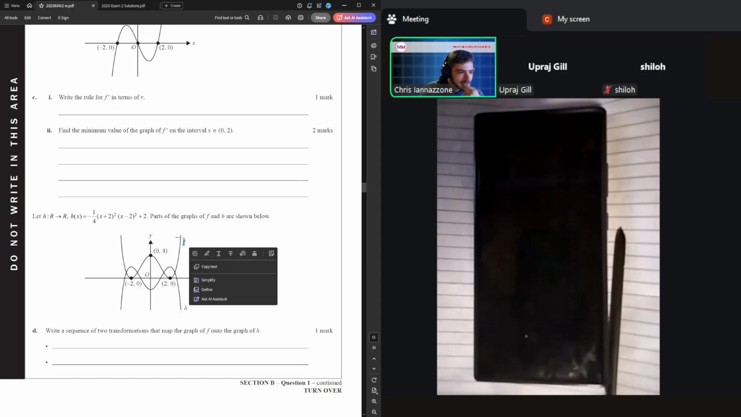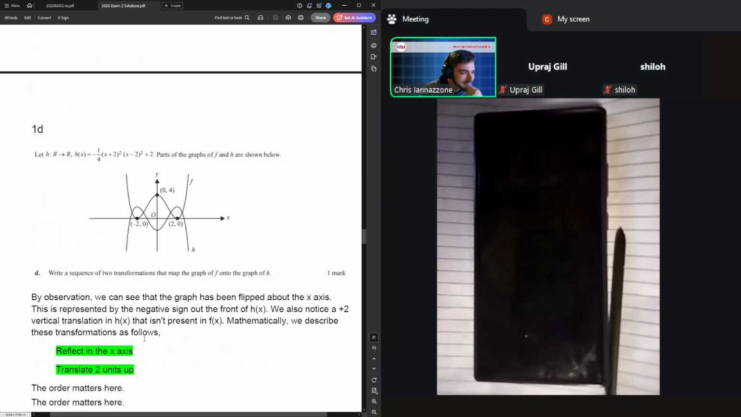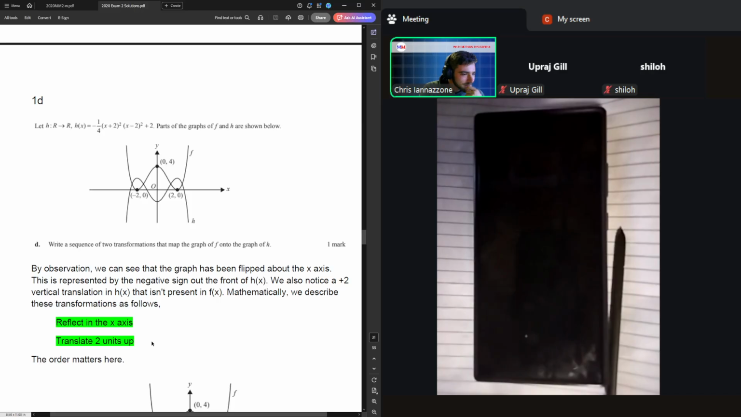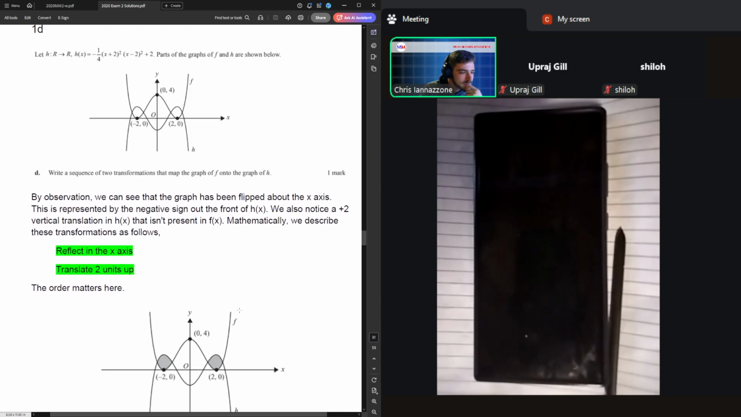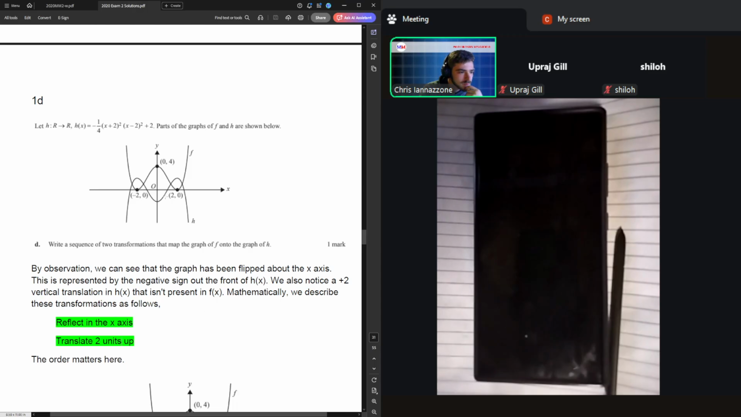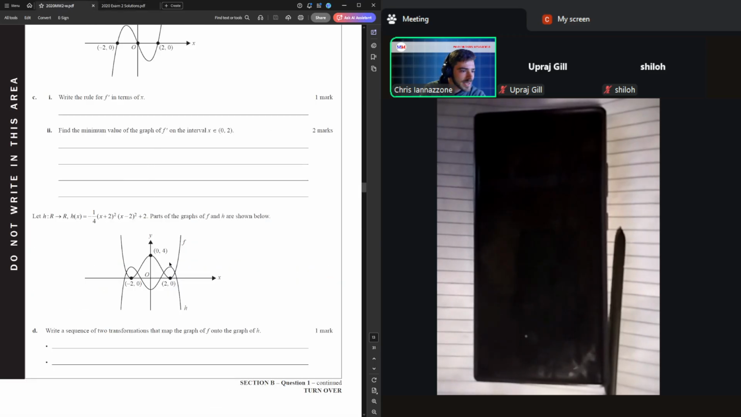Precisely. You take F, you flip it so it's pointing downwards, and then now you have to shift the stationary points to be aligned with each other. Probably shouldn't have said as much as I did, but I'm hoping it wasn't a particularly hard question to begin with. Reflect in the x-axis, translate 2 units up, making sure you do it in that exact order, because if you shift up first and then flip, you're going to have a very different circumstance, because the axis that you're reflecting in is the x-axis.